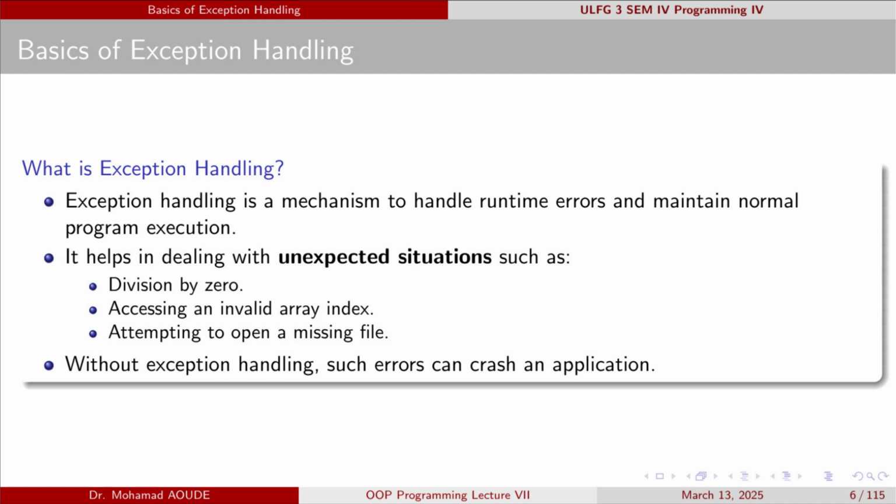Exception handling is a programming discipline that helps us deal with unexpected runtime errors. Examples include trying to divide by zero, accessing an index that doesn't exist in an array, attempting to open a file that isn't there. Instead of allowing such cases to crash our program, we use exception handling to catch and handle them appropriately.